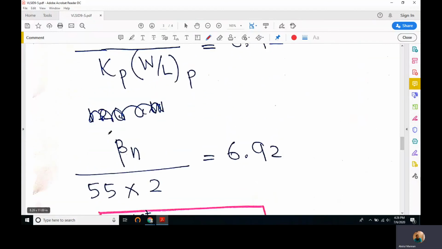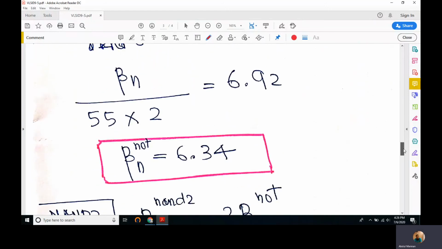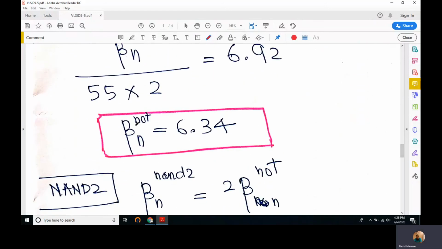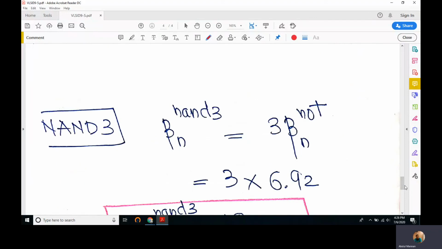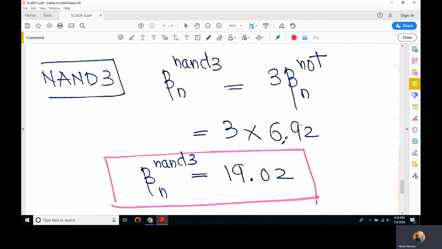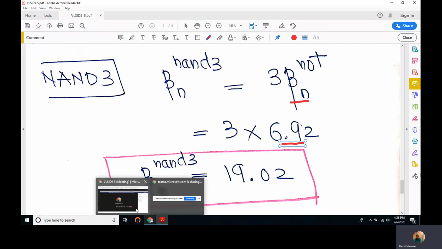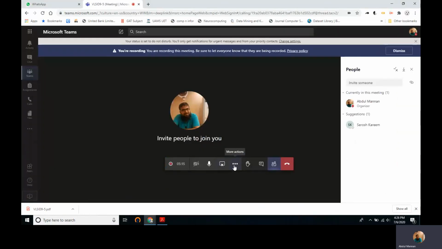So we are given the aspect ratio. We are given the value of kappa p, which is 55. Aspect ratio of p is 2, and beta n is the only unknown here, which comes out to be 6.34, and this is for a naught. So the rest of the things are very simple. Beta n for NAND 2 can be obtained by multiplying this value by 2, and for NAND 3 we can compute it by multiplying beta n of naught by 3. So we'll solve one more example using pseudo nMOS before we move ahead. Thank you.